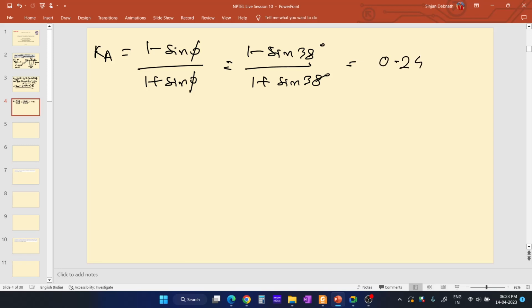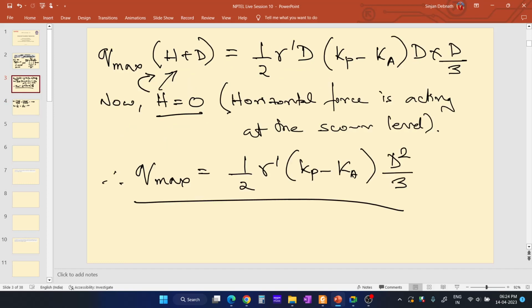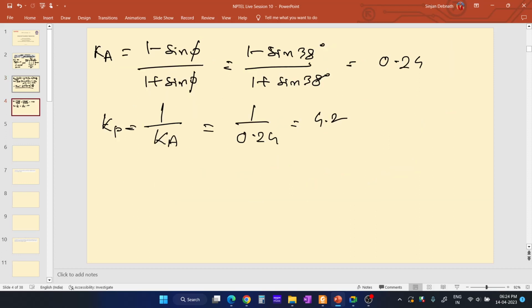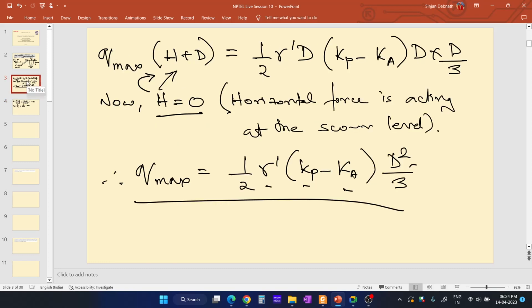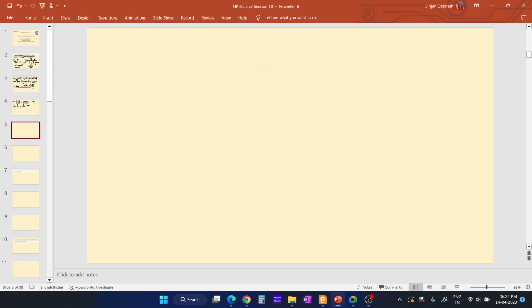Now what is Kp? Kp is just the inverse of Ka, so 1 by 0.24, and it comes out to be 4.2. Now we have everything to find out the value of Q max. We know gamma dash, the submerged unit weight of soil, we know Kp, we know Ka, and we know D, the diameter of the well. Now let me put the values of all the parameters into this equation. So Q max.